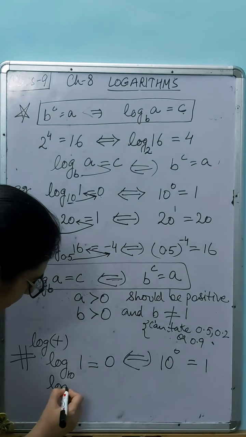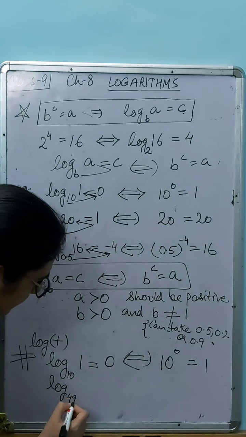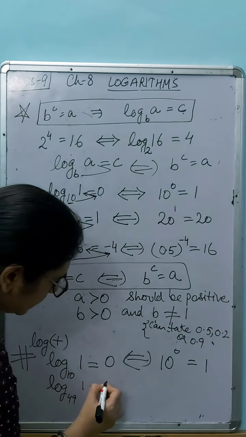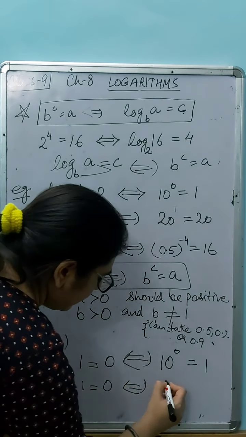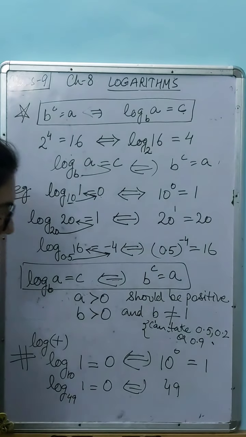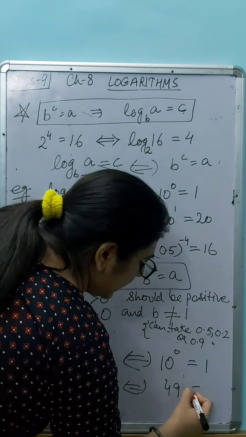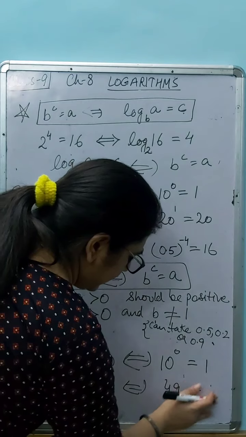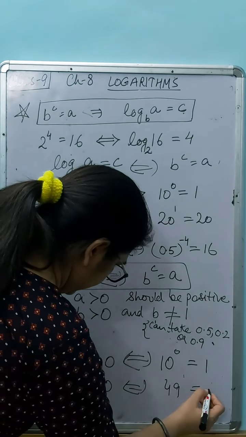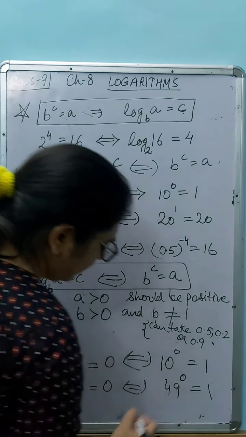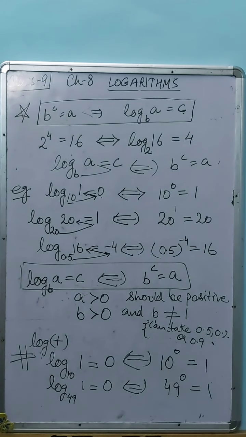Suppose I am having log 1 to the base 49. What should 49 be raised to, what power, so that the answer is 1? It is 0, always 0. So log 1 to the base 10, or log 1 to any base, is always 0, whether it is associated with any of the bases 10, 4, 5, 49, 50, any base.